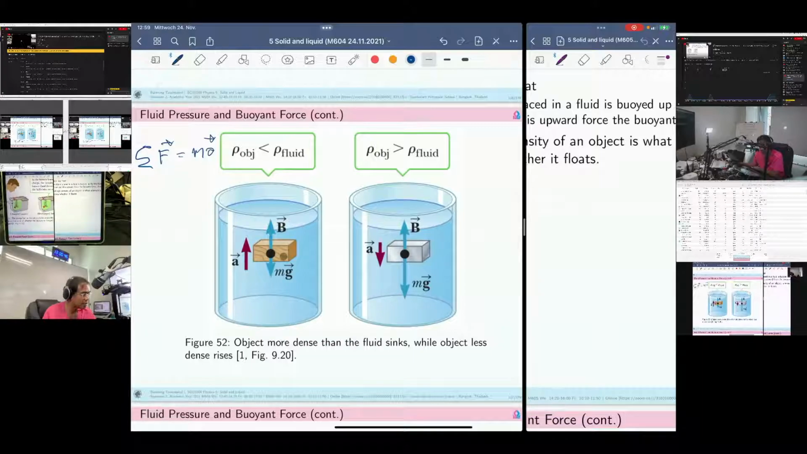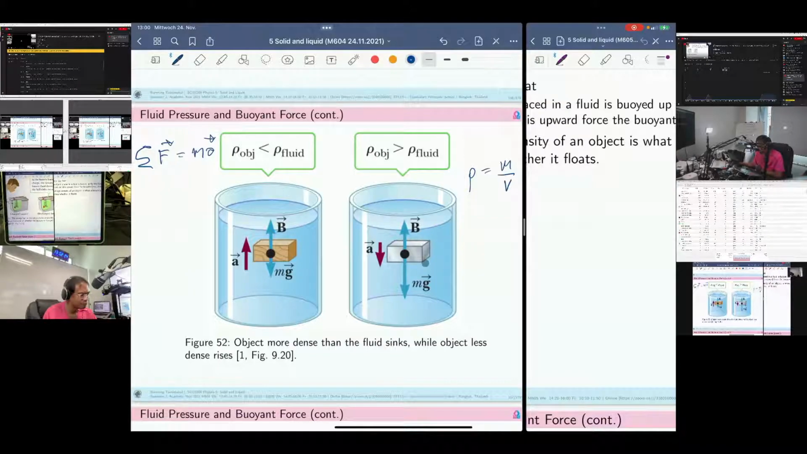And of course, with the same volume, when you have more density, you would also have more mass, right? Because rho is m over V, okay? If you have the same volume and more density, it means your mass is going to be greater. Your mass is going to increase, right?